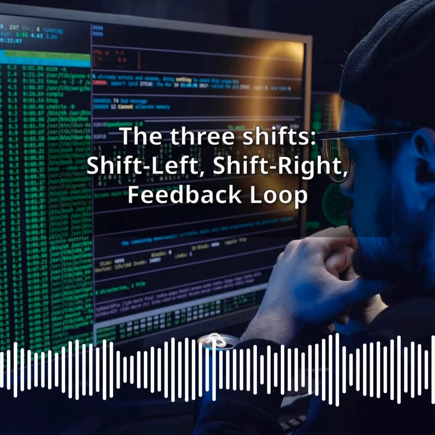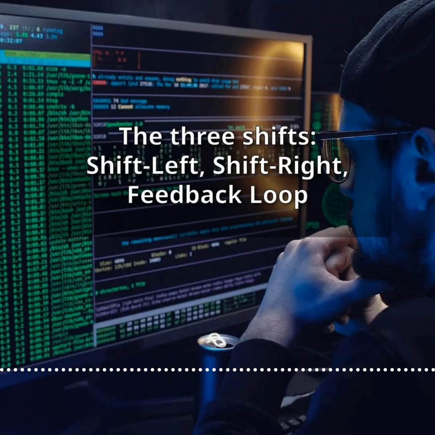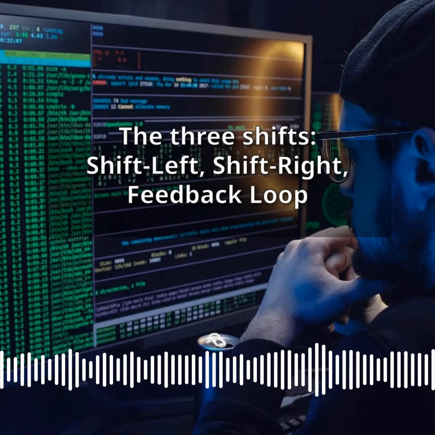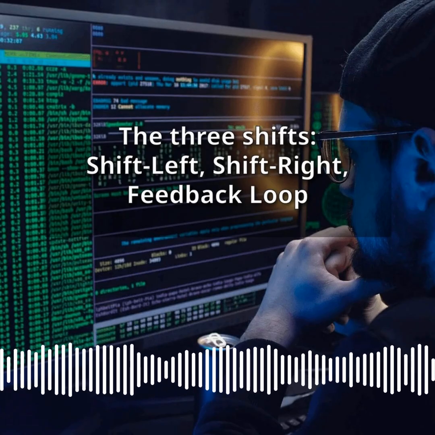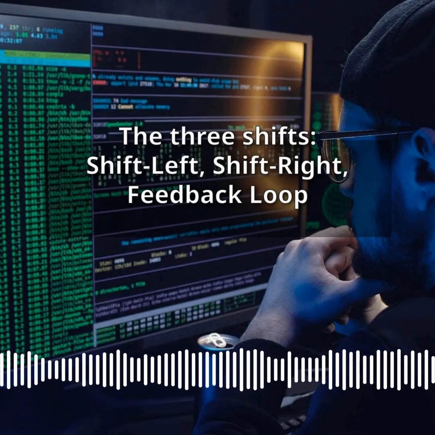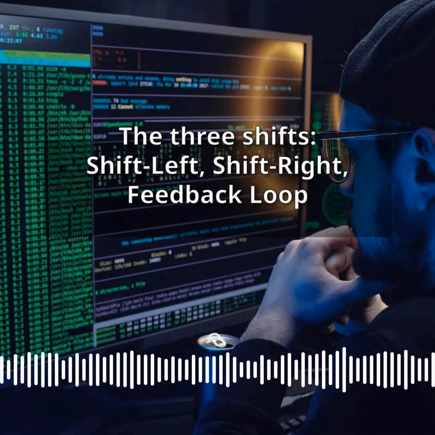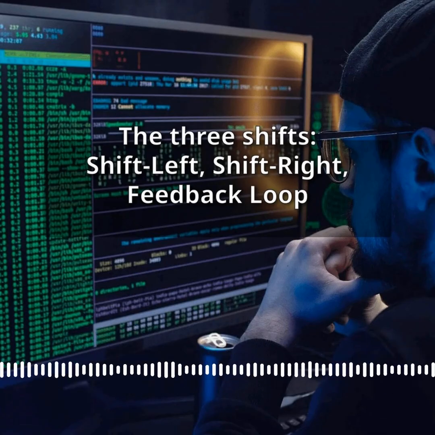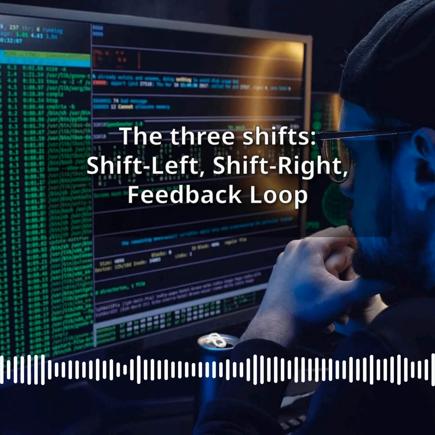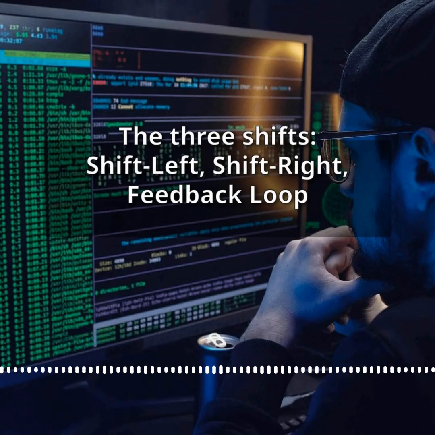Shift left, bringing security earlier in the process. The term shift left comes from a simple visual metaphor. If you draw the software development lifecycle as a horizontal line from left, conception and design, to right, deployment and production, traditional security was positioned far to the right, near the end. Shifting left means moving security activities toward the beginning of that line, toward design, coding, and early testing phases.